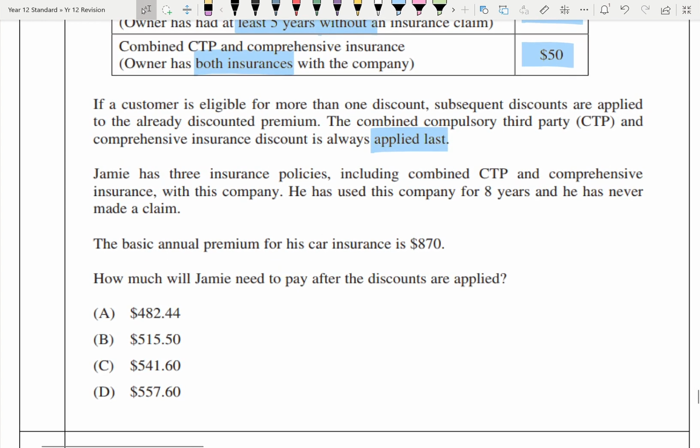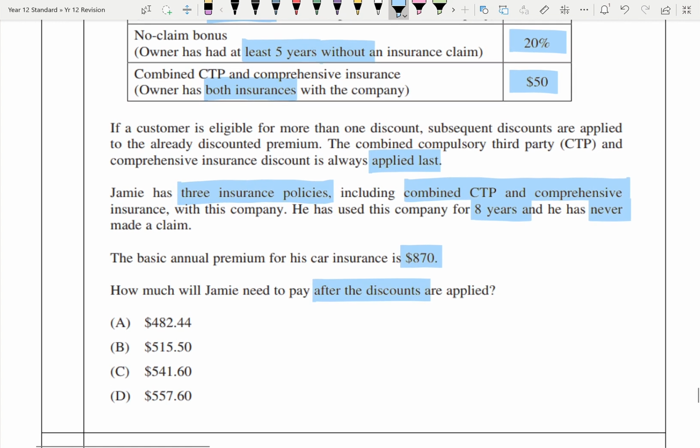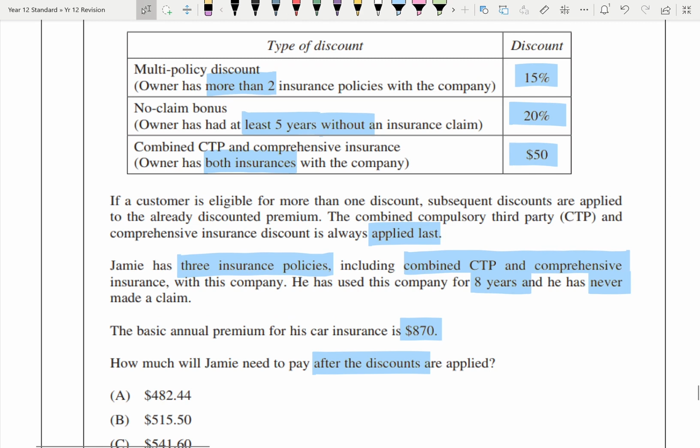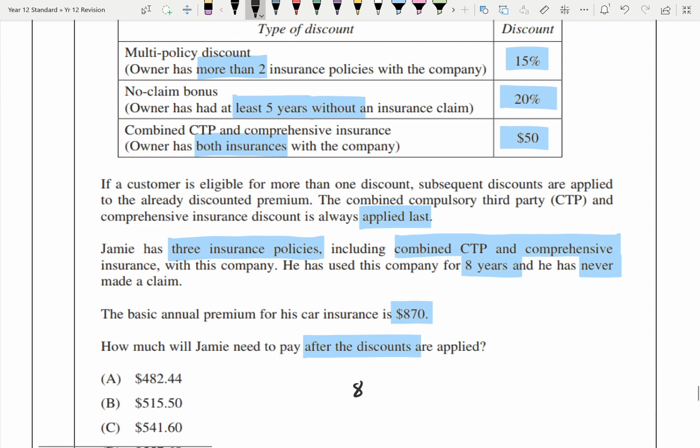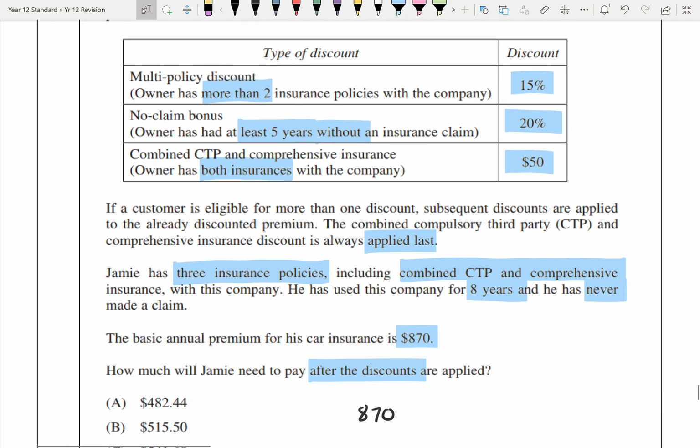So Jamie has 3 insurance policies. He has combined CTP and comprehensive, and he's used the company for 8 years, never made a claim. The basic annual premium for his car insurance is $870, and we want to know how much he'll need to pay after the discounts. So there's a lot going on, but the maths isn't actually too tricky in this one. You want to start with our $870, and we're going to check what discounts he actually qualifies for.